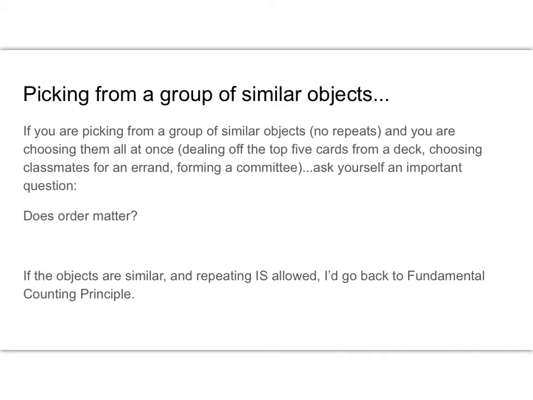If you're picking from a group of similar objects and you're choosing them all at once, so for example, you're dealing 5 cards off the deck, or choosing a group of classmates to run an errand, or you've got a club and you need to form a committee for the end of the year party, you need to ask yourself an important question. Does the order matter? If the objects are similar and repeating is allowed, I would go back to the fundamental counting principle. Here's what I mean by this.